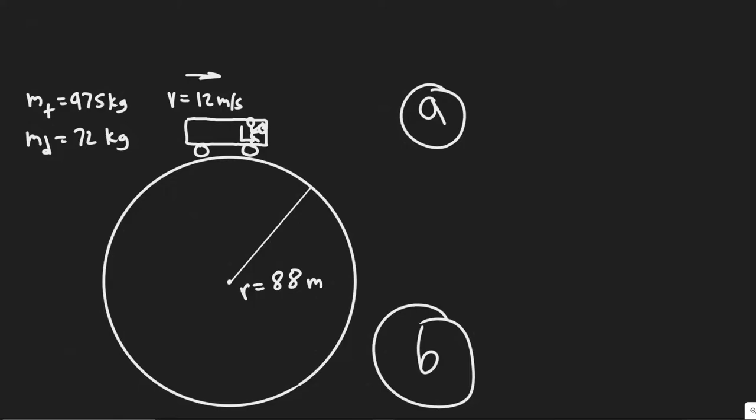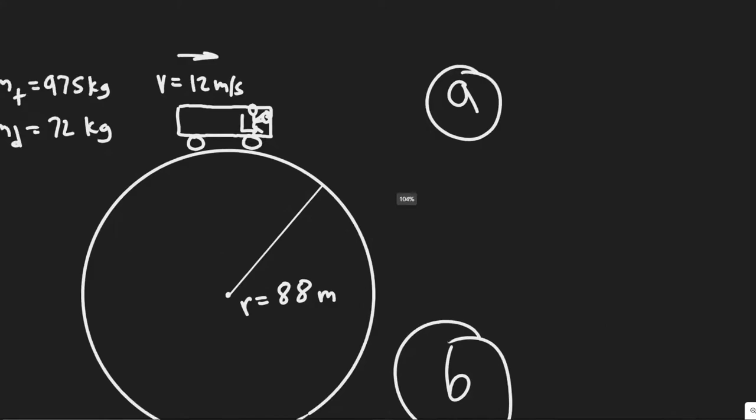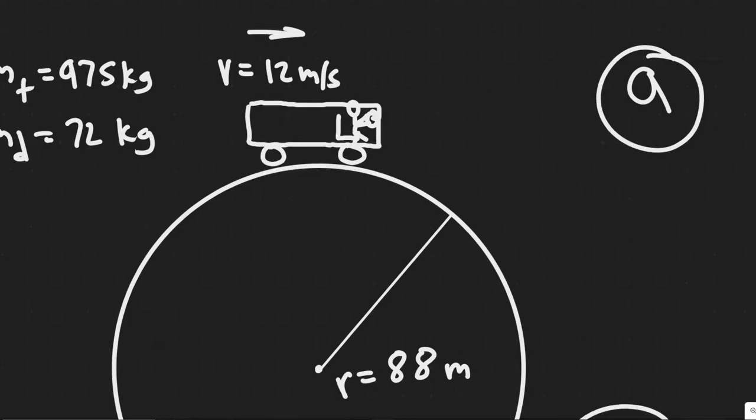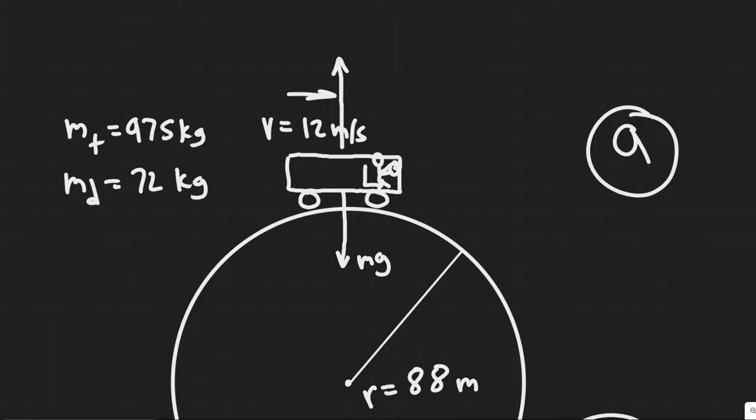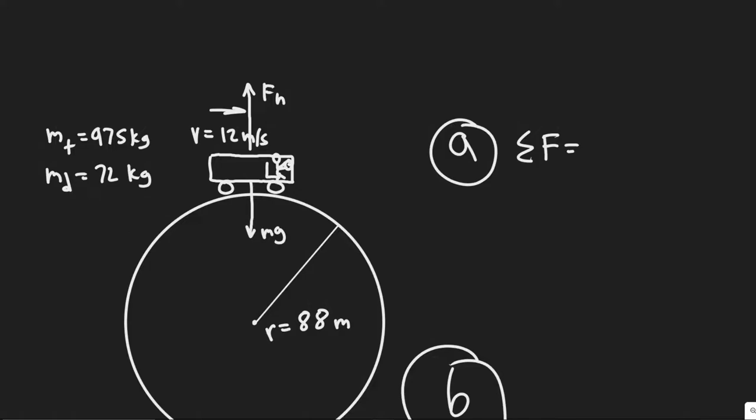So for A, we want to find the normal force exerted by the road on the car. So since we're dealing with the car here, we want to draw the free body diagram of what's happening for our car. So we know we have the force due to gravity acting straight down, mg, on our car. And then we also know we have the normal force, which acts upwards, perpendicular to the place it's touching. So perpendicular to this, we have that. And so if we sum the forces here, it's going to be equal to mac, right?